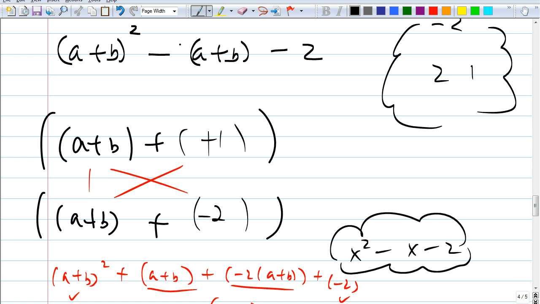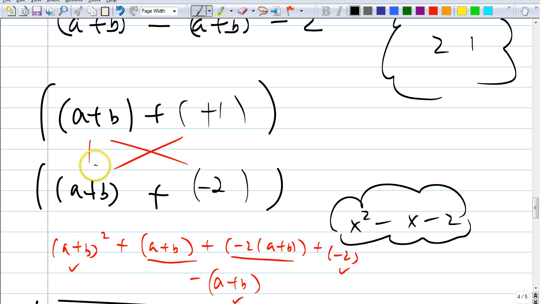Then, of course, we could check. You could multiply a plus b times a plus b, right? You get a plus b, whole thing squared. Plus here you get a plus b. Here you get 2 of the a plus b, right? So isn't that how you get negative 1, really? Negative 1 of a plus b. And then the last term, what's positive 1 times negative 2? Negative 2. Isn't that what we get? Do you guys see that?